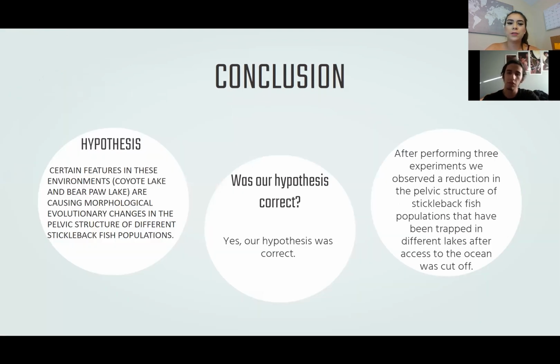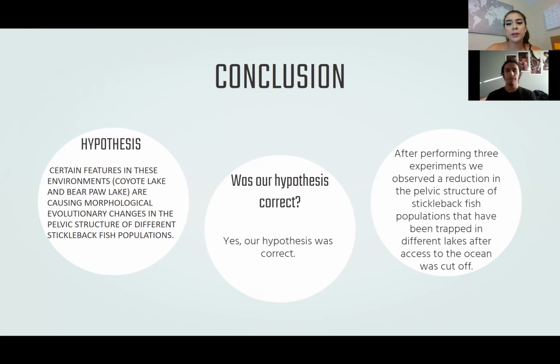In conclusion, I'm going to go over our hypothesis again. The hypothesis that we had made was that certain features in these environments, Coyote Lake and Bear Paw Lake, are causing morphological evolutionary changes in the pelvic structure of different stickleback fish populations. Was our hypothesis correct? Yes, it was.